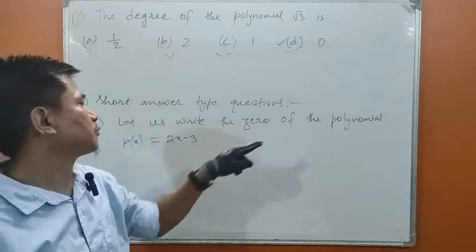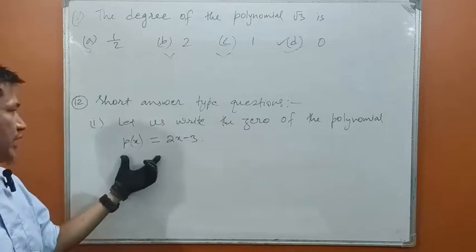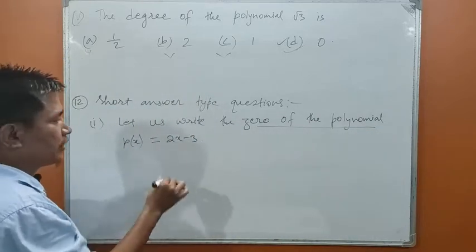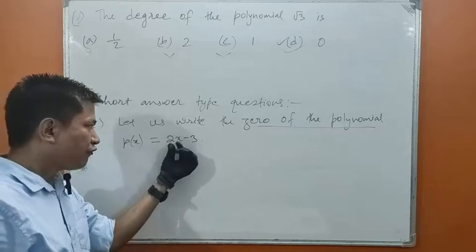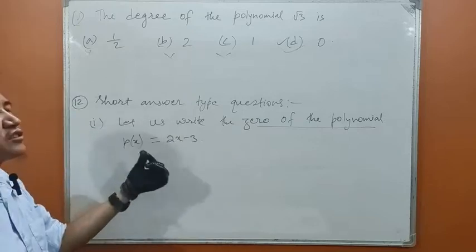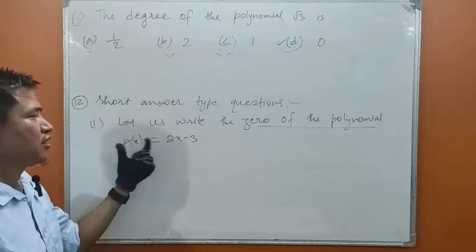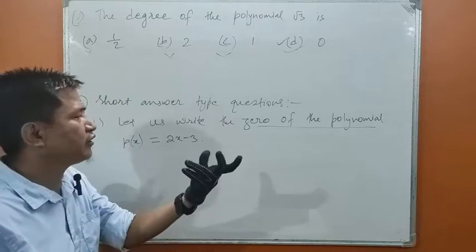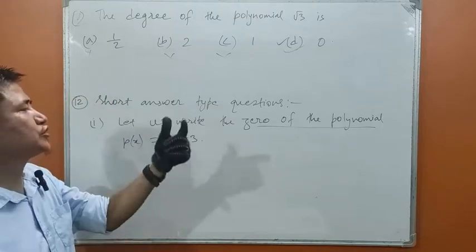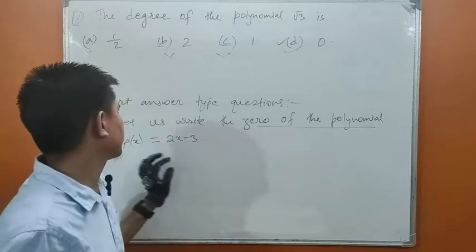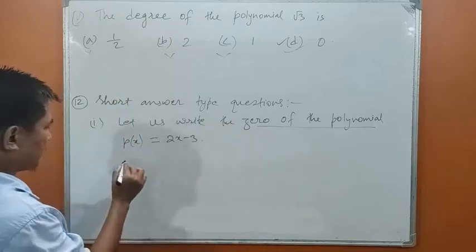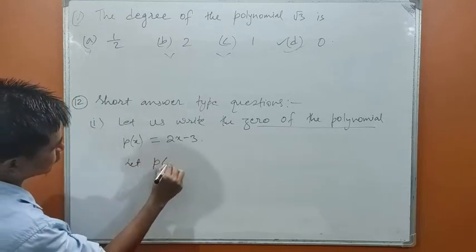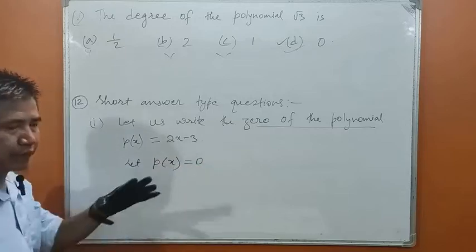Let us write the 0 of the polynomial p(x) equal to 2x minus 3. This means for what value of x the polynomial p(x) is 0. The question means for what value of x the polynomial p(x) is 0. So the 0 of the polynomial means p(x) equal to 0.